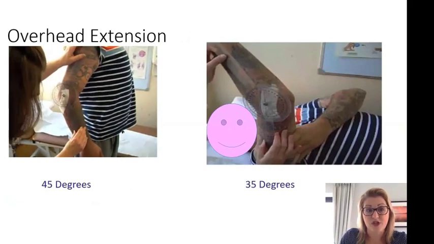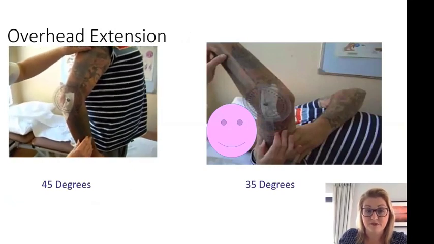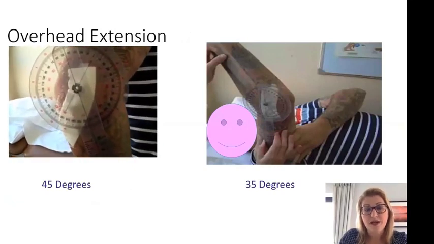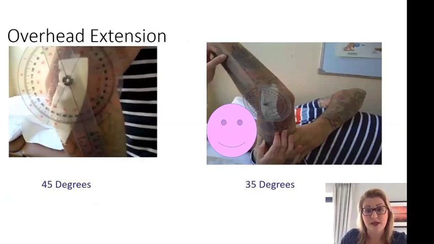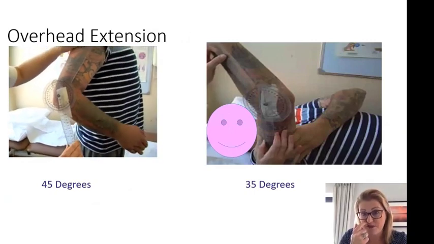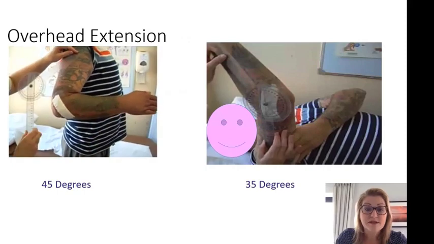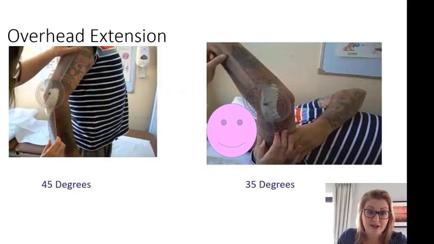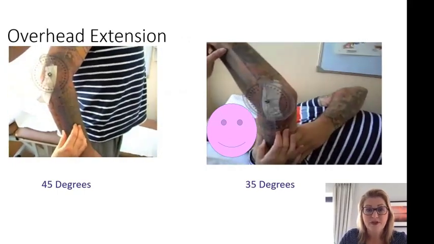So if we take this chap, for example, who has 45 degrees of extension from 0 in standing, as soon as we put him in the overhead position, it increases to 35. So we can certainly use this to try and gain extension. But can we go beyond?